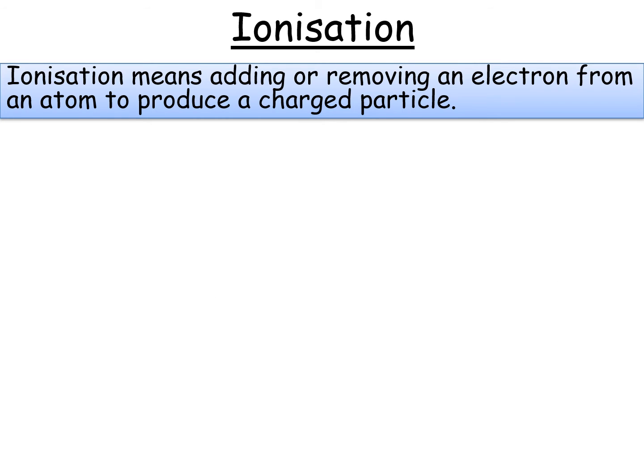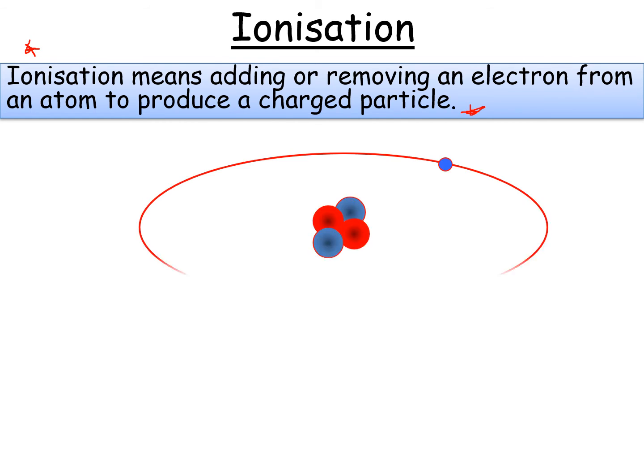Okay, so having looked at the range and a brief application of the three types of radiation, let's look at what they actually do when they come into contact with atoms. And what they do is something called ionization. So this is a definition that you are expected to remember. Ionization means adding or removing an electron from an atom to produce a charged particle. Okay, this is the SQA definition that we want to learn, so make sure you memorize that.